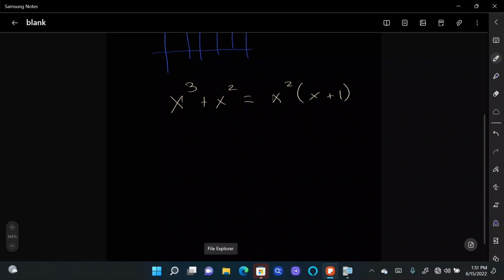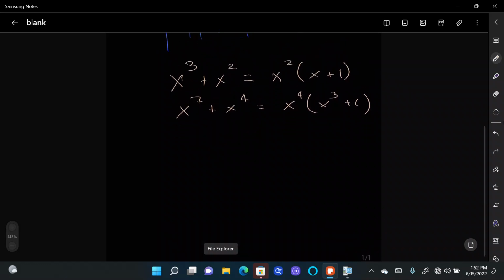In the same way, maybe x to the 7th plus x to the 4th, factor out the x to the 4th power, times x cubed plus 1. That's the GCF.